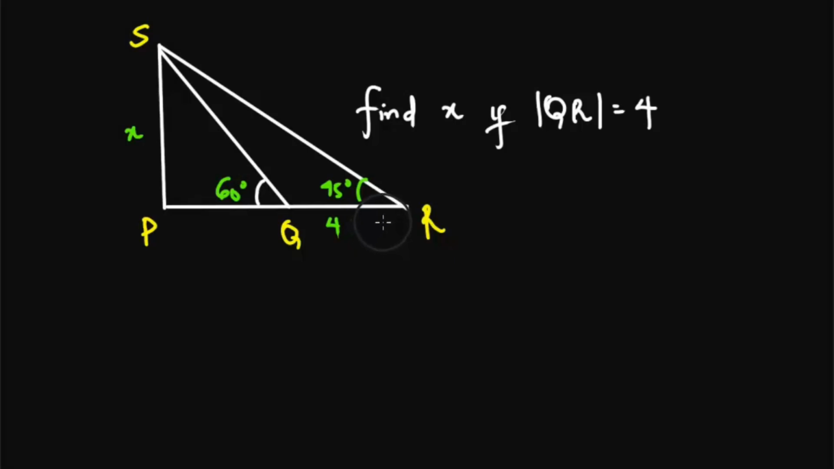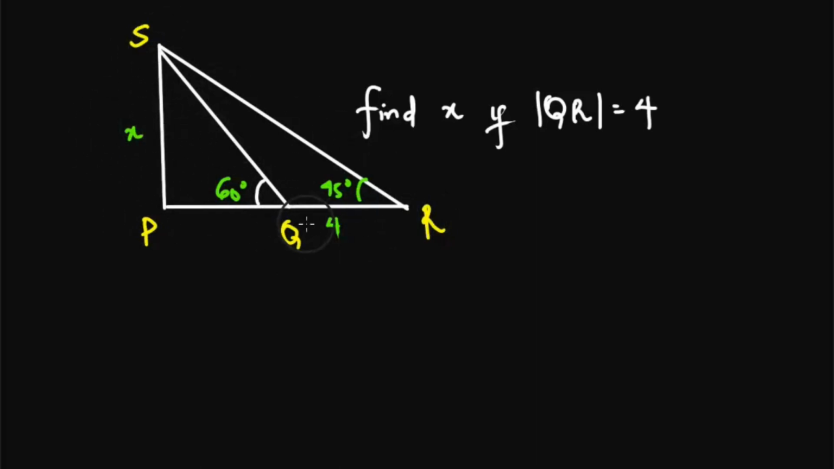Hello and welcome. In this video, we're going to solve this problem and we have been asked to find x if the line QR equals 4. Here we have angle 60 and here we have angle 45, and this is the triangle SPQR. We are looking for this line SP, which is labeled x.